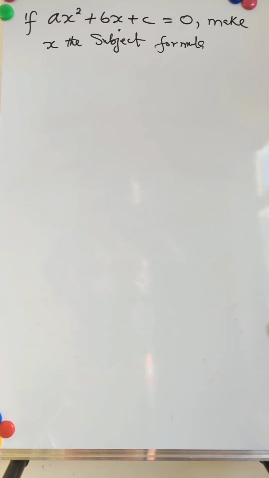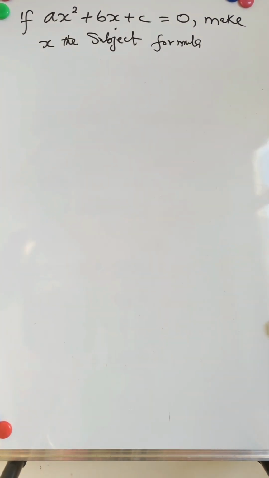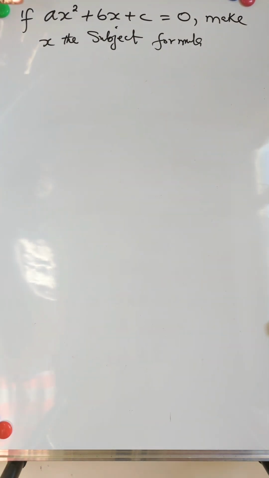Hello guys, welcome again. Now this question says if ax squared plus bx plus c is equal to 0, make x the subject formula. Now this is a quadratic expression. A quadratic expression is always in this form. Now to make x the subject formula, another way of saying this is: from this expression, derive the general formula.